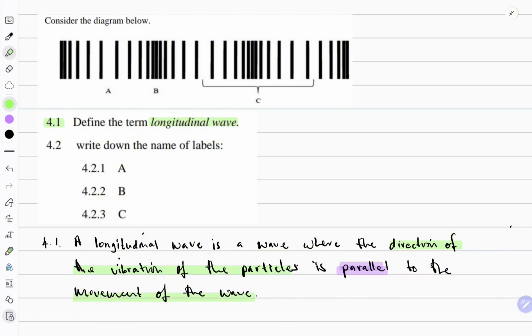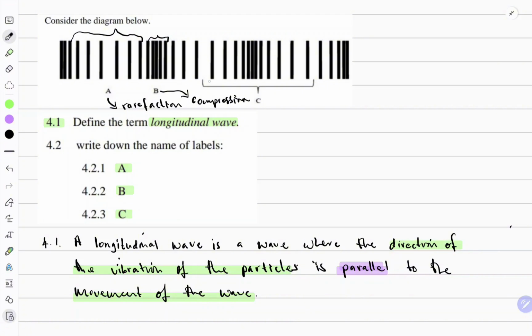So the next question says, write down the name of the labels A, B, and C. So if you look at the schematic, you can see that A is what we call a rarefaction. It's where the particles are spread out. And then B is what we call a compression. A compression is where the particles are closely grouped to each other.